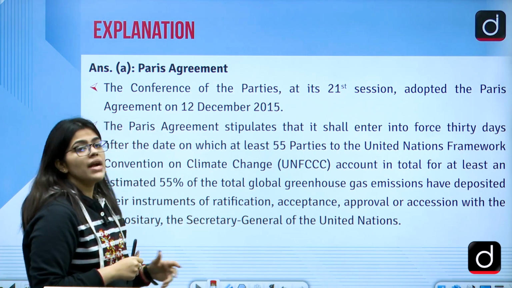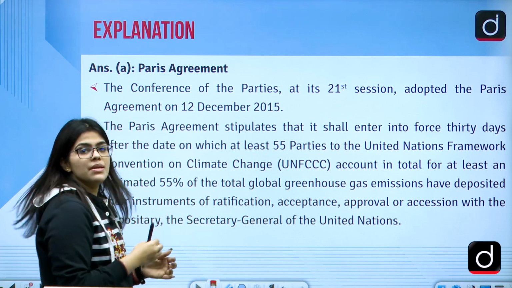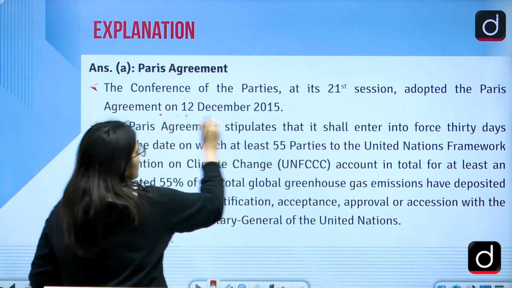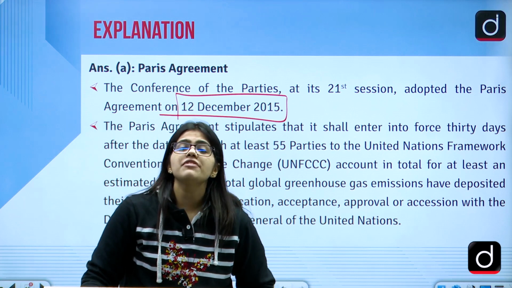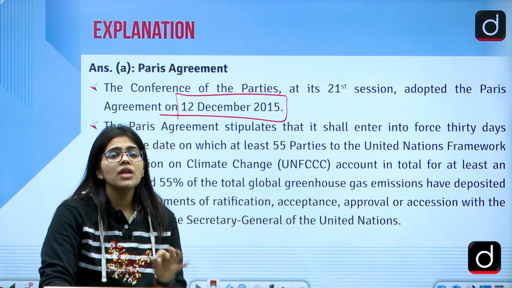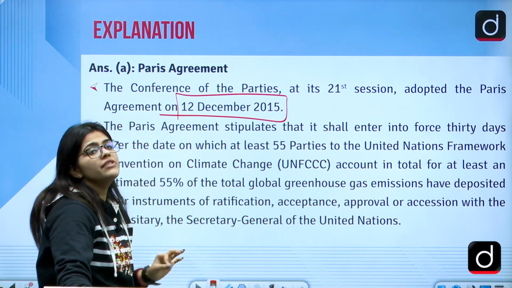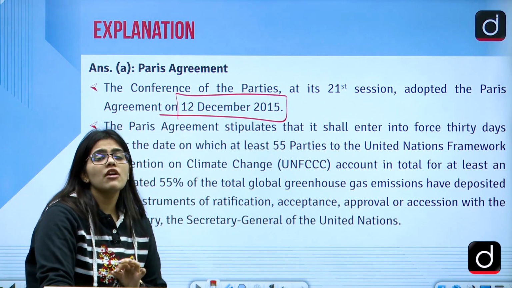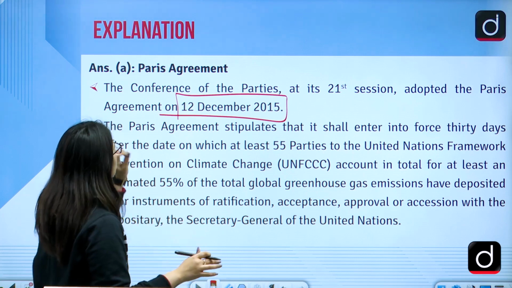The Conference of Parties at its 21st session adopted the Paris Agreement, and it was held on 12th December 2015. So on 12th December 2015, again the 21st session of these COPs, that is the Conference of Parties, was held, and they met in Paris. So it is called the Paris Agreement.